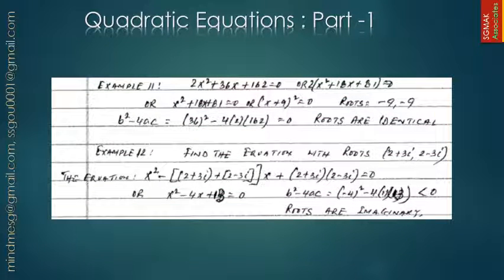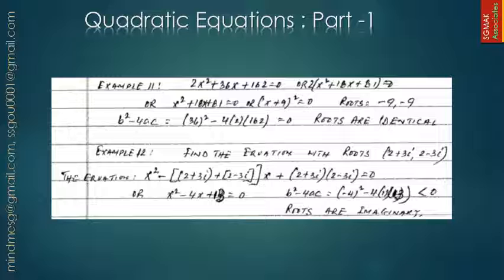Example 11, 2x squared plus 36x plus 162 equals 0. So what we have done, first we have taken a common factor out, which is, if I can write it as 2 times x squared plus 18x plus 81 equals 0. We could have solved using a, b, and c, but it has another nice form. So we can write the equivalent equation as x squared plus 18x plus 81 equals 0, or x plus 9 squared equals 0. So the roots are minus 9 and minus 9. We've got two identical roots. So if you compute the discriminant, it will come out to be 0.